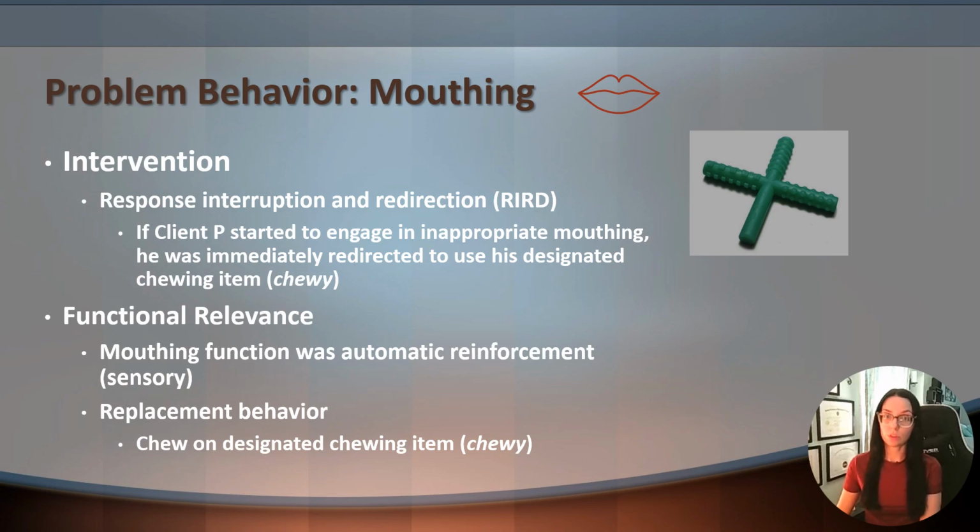Now, regarding functional relevance, the perceived function of Client P's mouthing was automatic reinforcement or sensory. The replacement behavior was chewing on designated chewing items. The replacement behavior satisfied Client P's sensory seeking. In other words, the replacement behavior function appropriately matched the problem behavior function. Client P was taught to achieve automatic reinforcement in a more socially appropriate way.